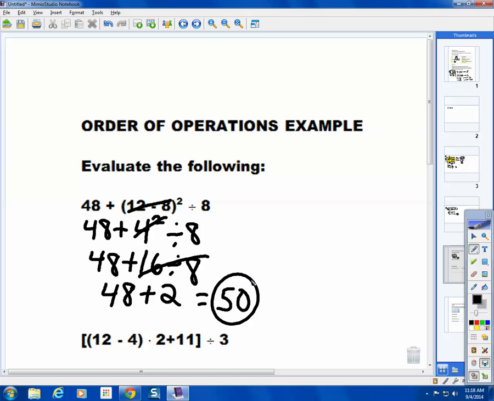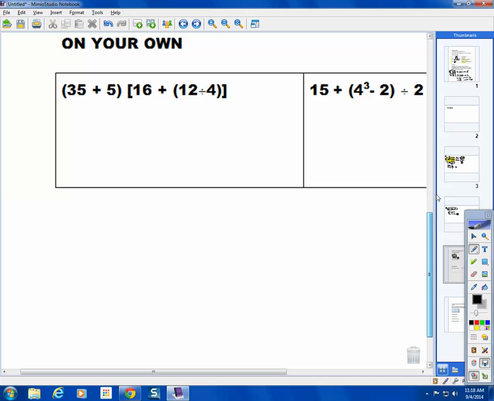I kind of want to make note of the second problem. Whoops, I didn't want that to happen.